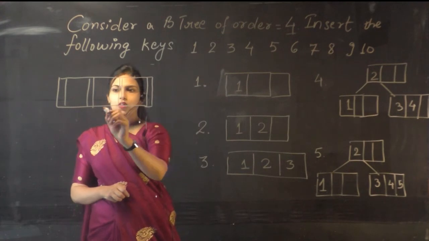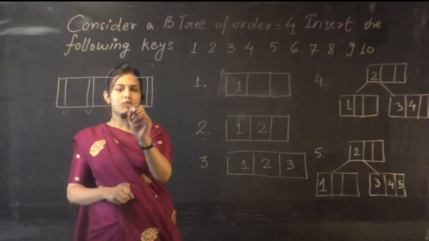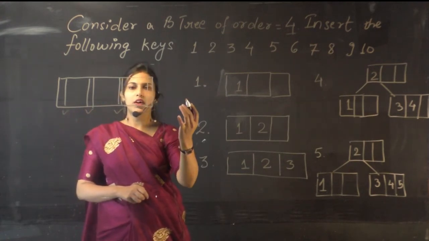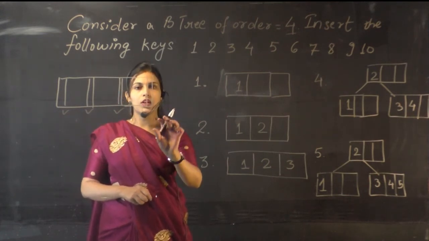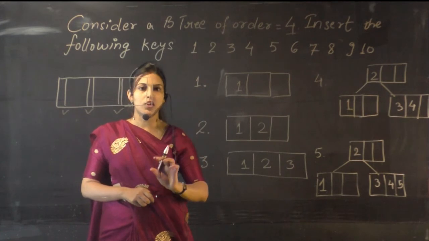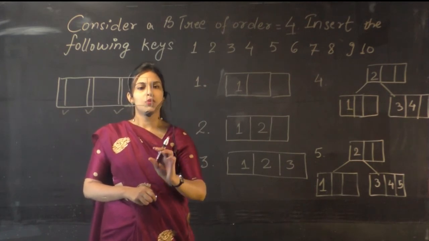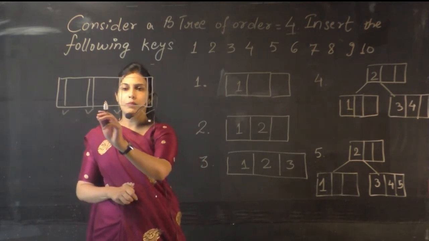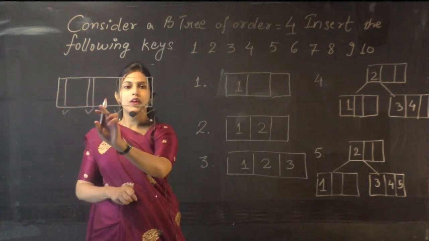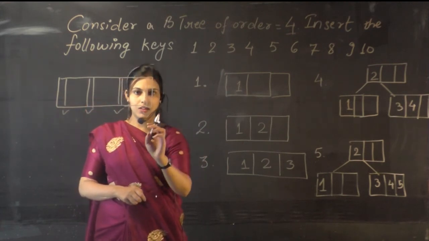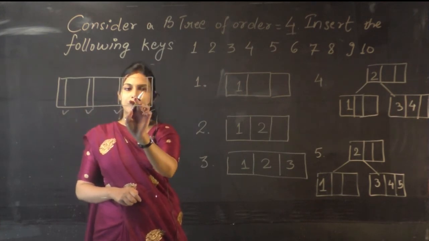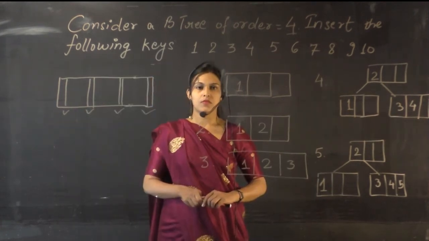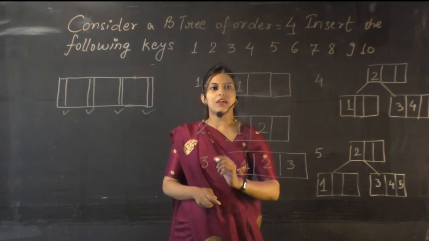Because the order is 4, here 4 pointers will be there that will point towards 4 children of this node. Because if the order is 4, that means the maximum number of children that are possible for the node is 4. And the number of keys that are possible will be p minus 1, that is 4 minus 1, which is 3. So the number of keys will be 3. Now we will start the question.